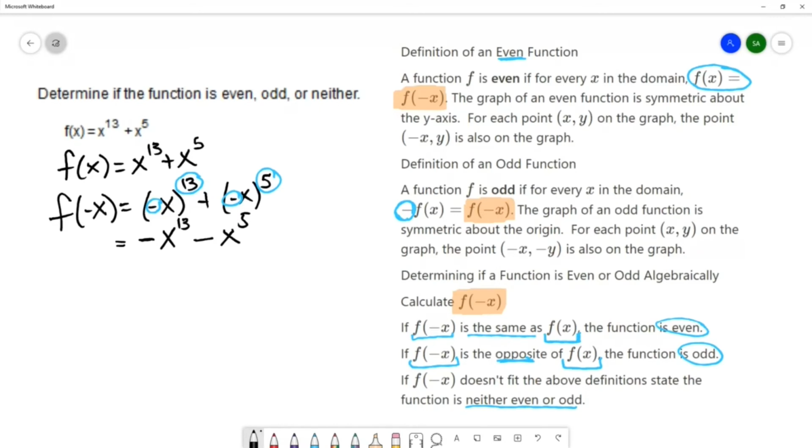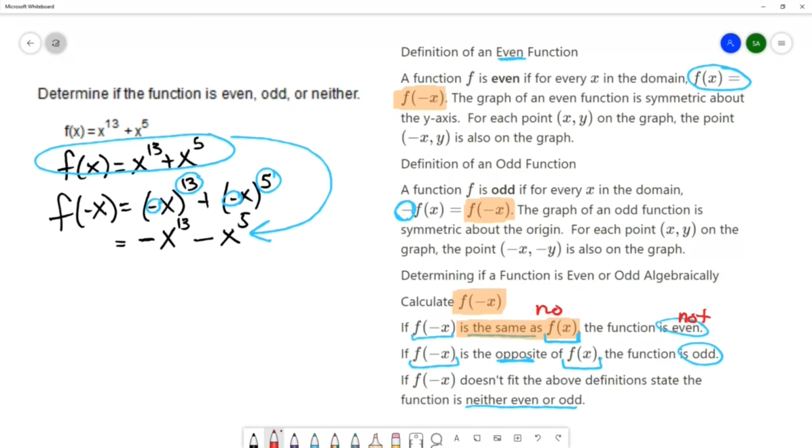So we've done this calculation, f of negative x, and we got negative x to the 13th minus x to the 5th. If we compare this to the original function that we have right here, I think it's very clear to see that they are not the same. So is it the same as f of x? No. And so we know that it is not an even function.